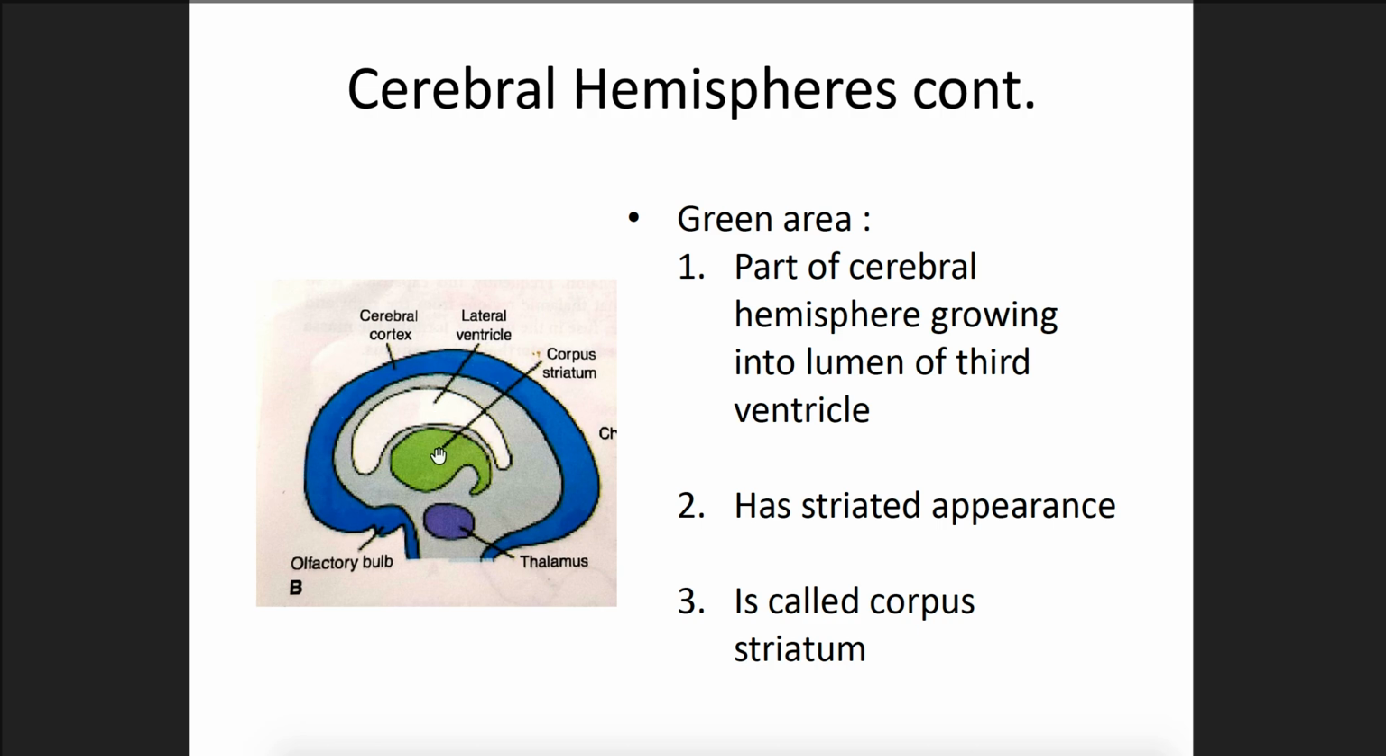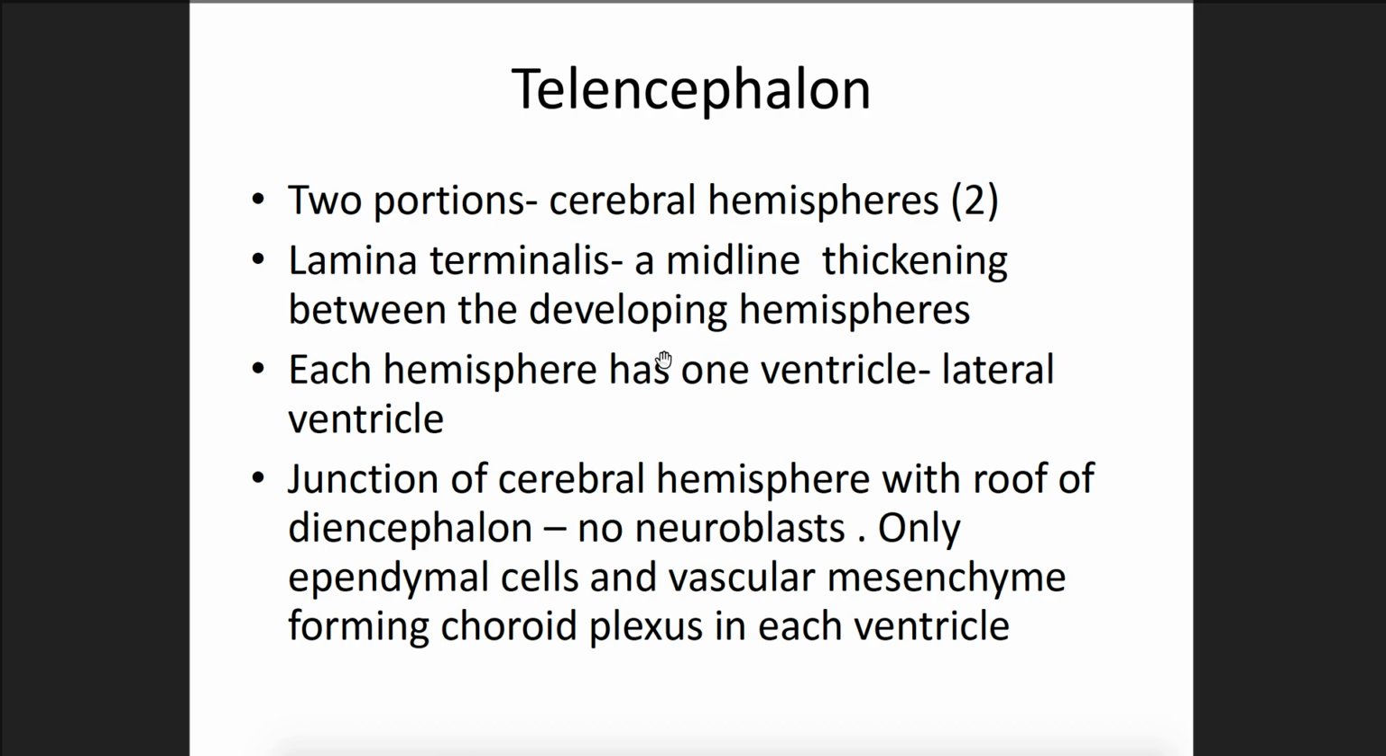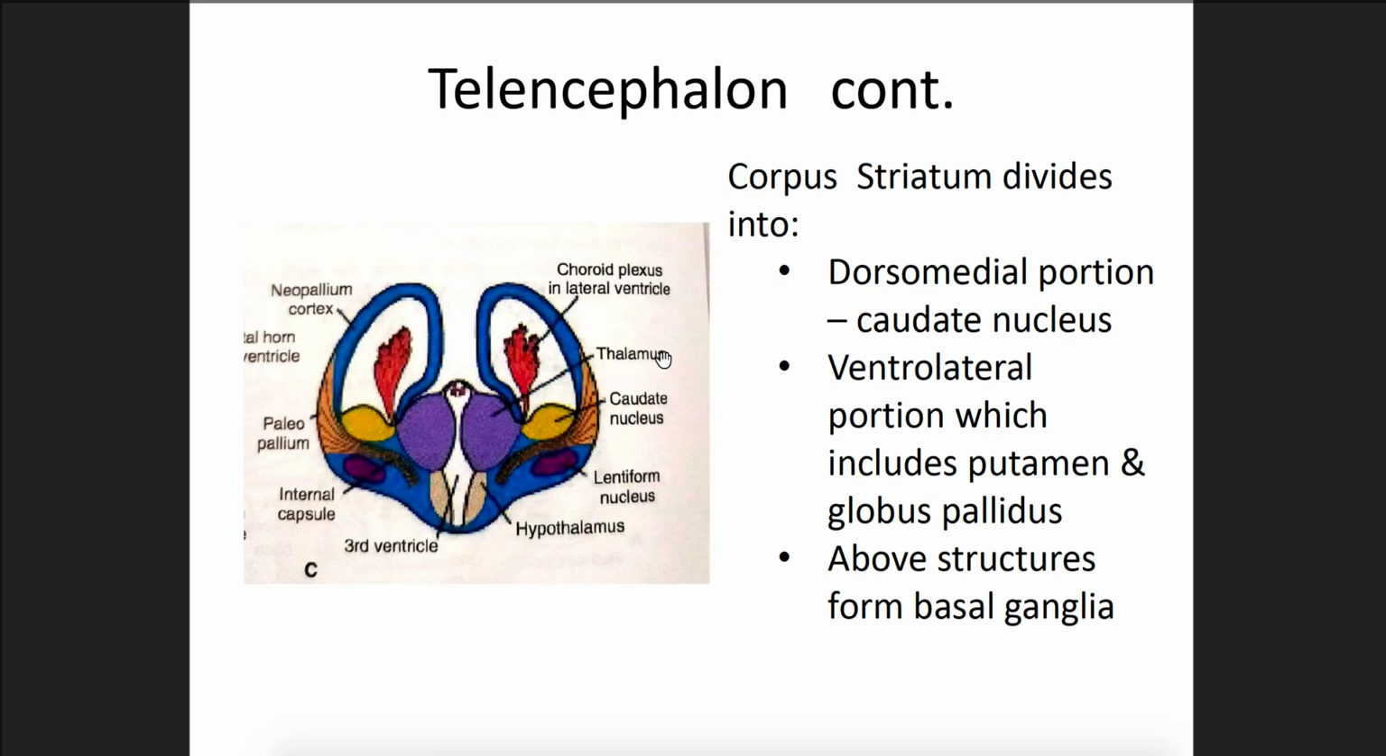And it is called corpus striatum because it has a striated appearance. So now we know that the cerebral hemispheres grow outwards and laterally from the diencephalon. The cavity of each hemisphere is a lateral ventricle. Bulging into the cavity of the diencephalon, which is the third ventricle, is a part of the cortex which has a striated appearance, and it is known as corpus striatum. And we also know that there is something called lamina terminalis, which is a midline thickening.